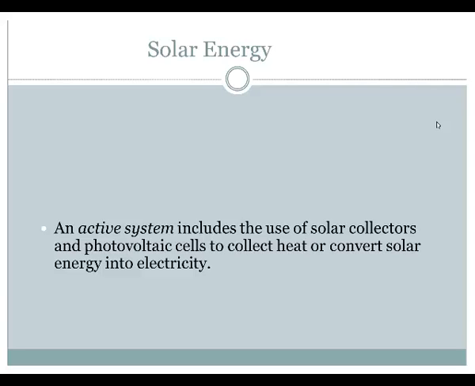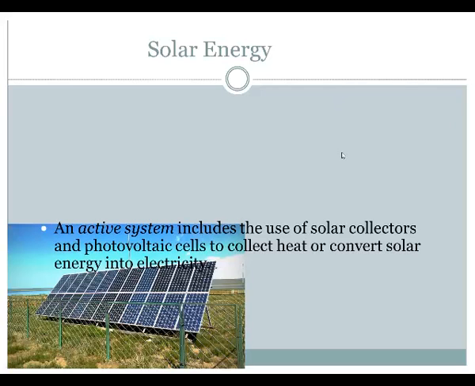An active system, on the other hand, is a system that uses solar collectors that are specifically designed to collect energy from the sun. Specifically, we call those photovoltaic cells. So we are converting solar energy into electricity.